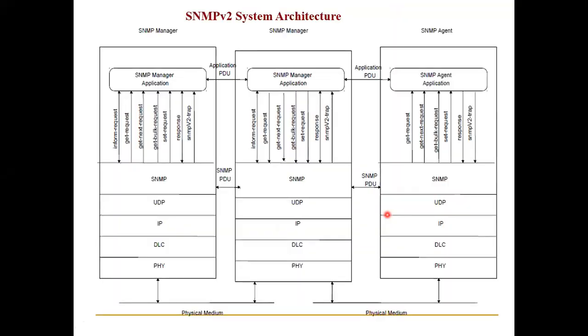Now, the architecture. I just wanted to project this when you are drawing the version 2 and version 1 architecture. Here there is a manager, here there is a second manager, and here there is an agent. Earlier we had an SNMP manager and an agent, and the manager was communicating with the agent. So this part remains the same. Here we have two managers, and the two managers also communicate with each other.